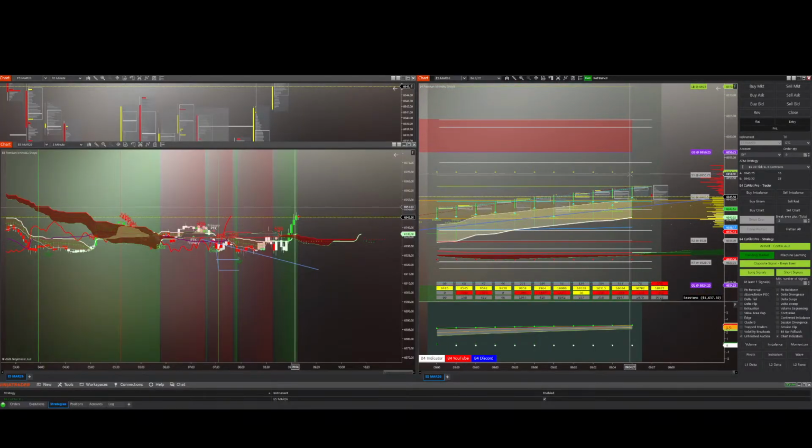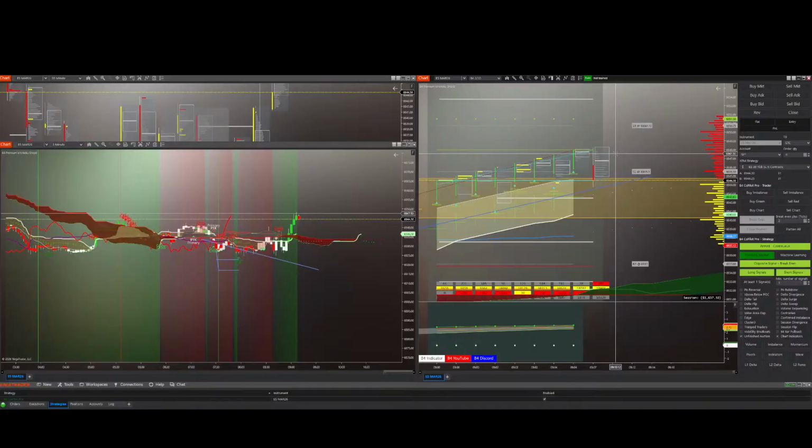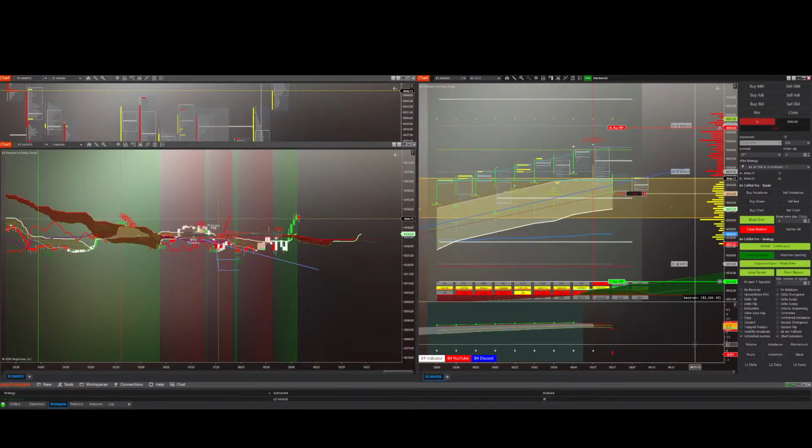If it does push, it may push to the top of our bracket. If not, it's going to pull back, maybe pull back to here or here, and then regroup again. Order filled. It may pull down to the zero line here.